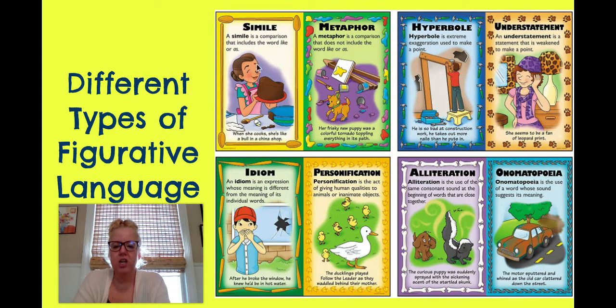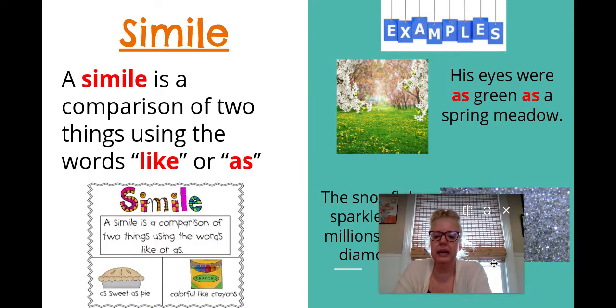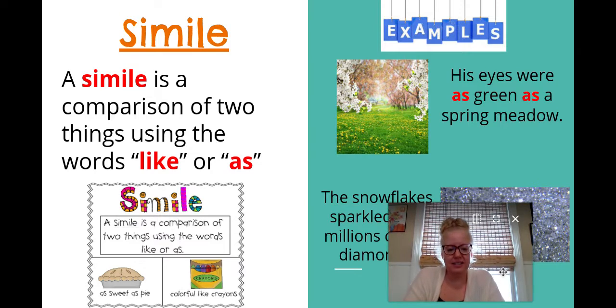So today we're going to be talking about two other types of figurative language, simile and metaphor. So a simile is a comparison. You're comparing or saying how two things are alike, right? Remember we talked about compare and contrast. So a simile is a comparison of two things that uses the word like or the word as.